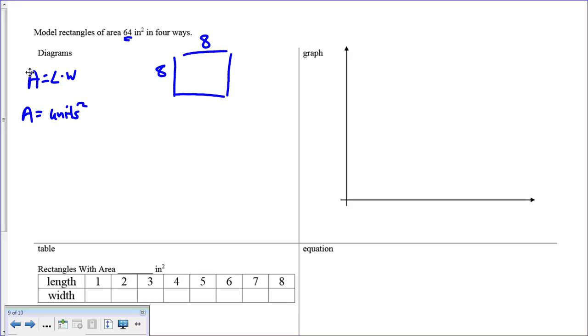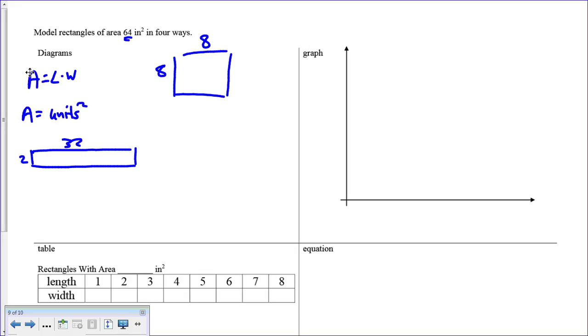What else? Length times width would give me 64, besides 8 and 8. Think of some numbers, Dana. Length would be what? 32 and 2. Okay, would that be a rectangle or a square? Yeah, it's gonna be pretty skinny, right? So if this was 2 and this was 32, or if you had it going the other way, tall ways, but you get the idea.